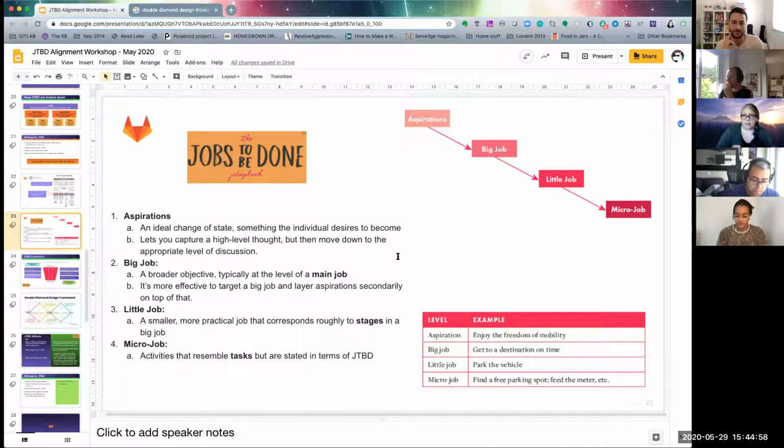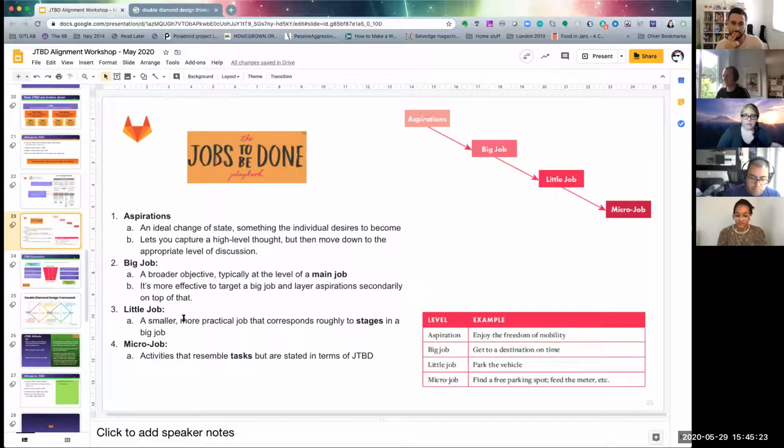The other thing I wanted to show before we get back to your mural is the example in the Jobs to be Done playbook by Jim Kalbach. He looks at jobs on 4 different levels, and it's his book. It's got jobs in the title. That's why he uses jobs for each one of these levels. But basically, your aspiration is what you have. It's perfect. It's an ideal change of state. It's very high level.